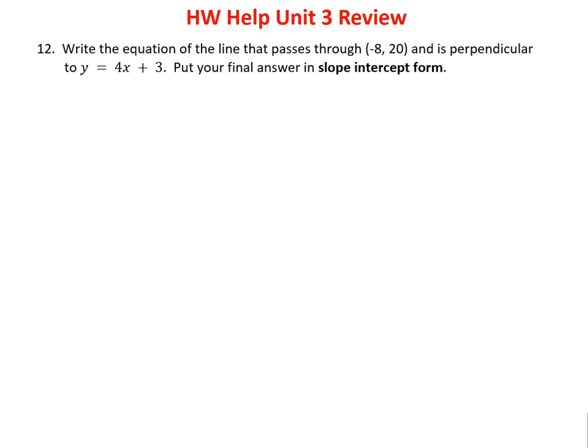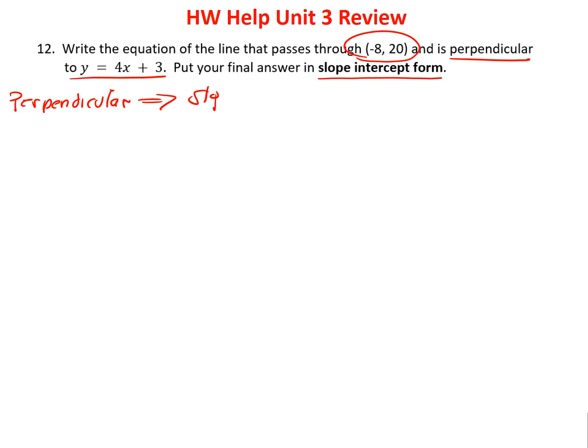Problem 12 asks us to write the equation of a line that passes through this point and is perpendicular to this line. And they want it in slope-intercept form. First thing to remember is a perpendicular line implies that the slopes are opposite reciprocals.